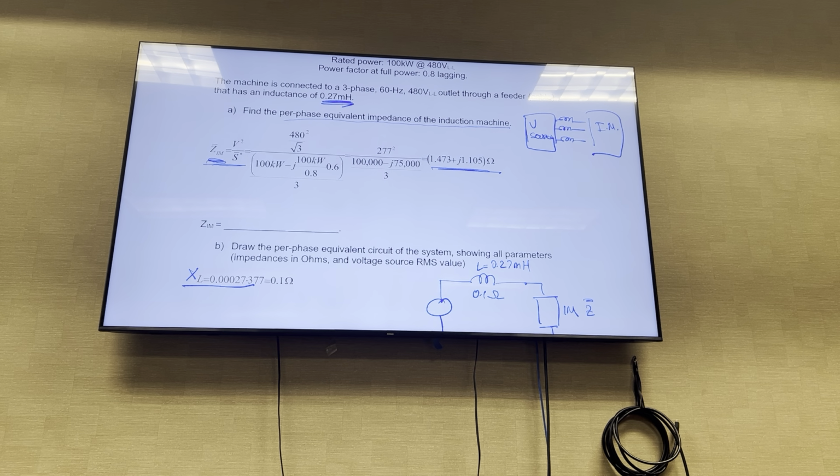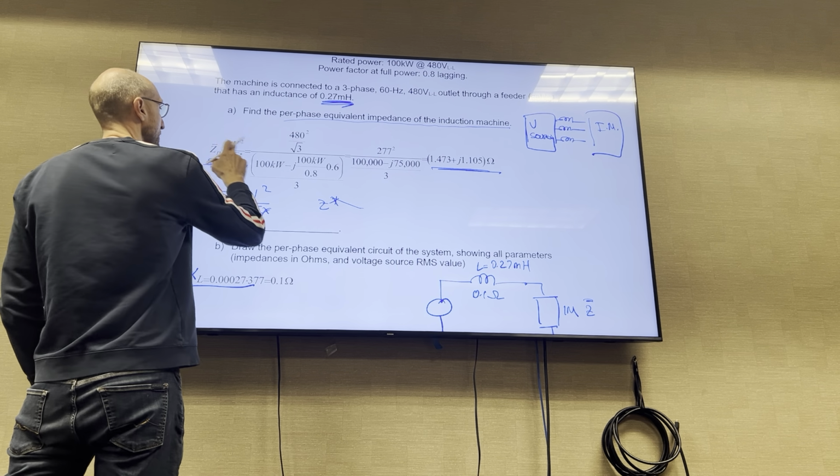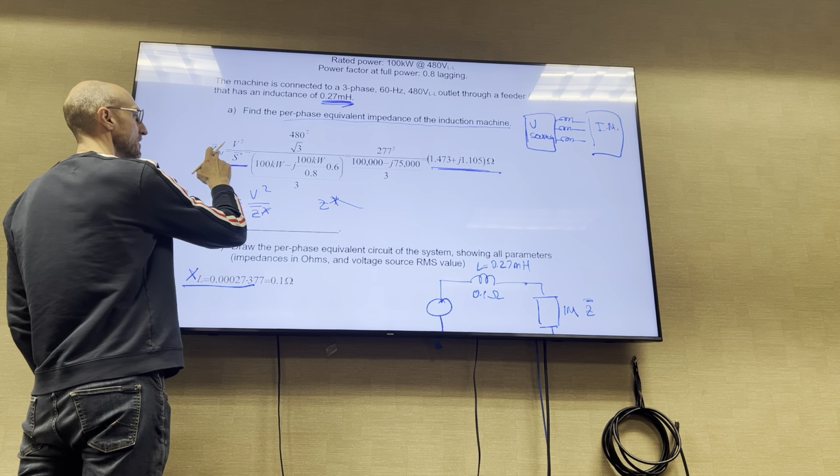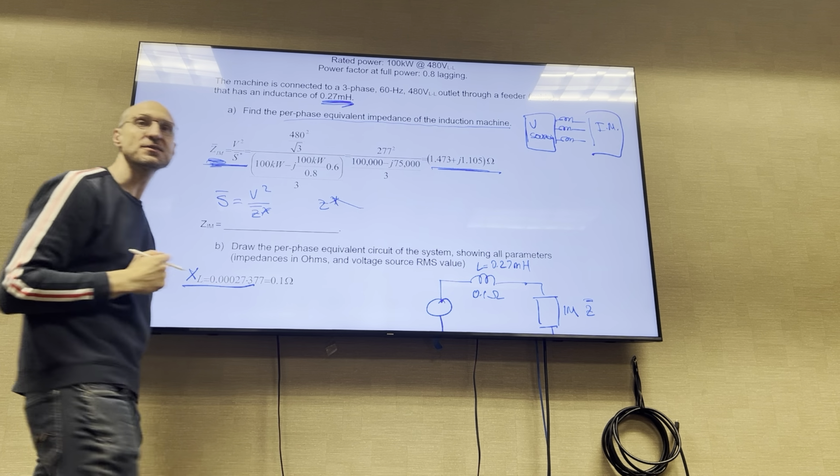So I use this equation, that S is V squared over Z complex conjugate, or if I'm looking for Z, it'll be this equation here, V squared over S complex conjugate. I can move the complex conjugate back and forth here. Or I could just find Z complex conjugate and then change the sign to find the Z.